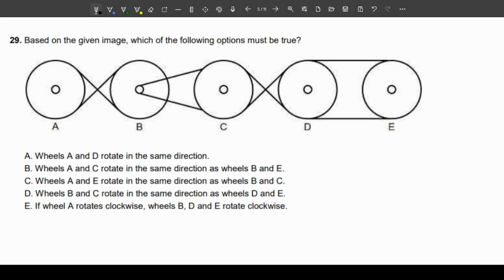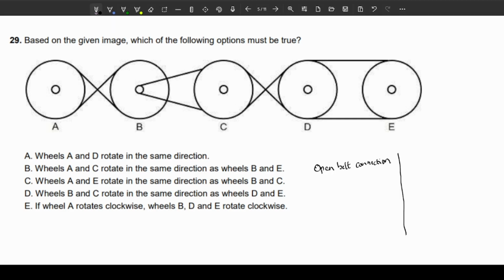All you have to understand is there are two types of connection. One is an open belt connection and the second is the cross belt connection. An open belt doesn't have any cross between them. So if you see no cross, then it's an open belt connection. If you see a cross, then it's a cross belt connection. In an open belt connection, both pulleys rotate in the same direction, and in a cross belt connection, both pulleys rotate in an opposite direction. These are the only concepts that you need to understand to solve this question.